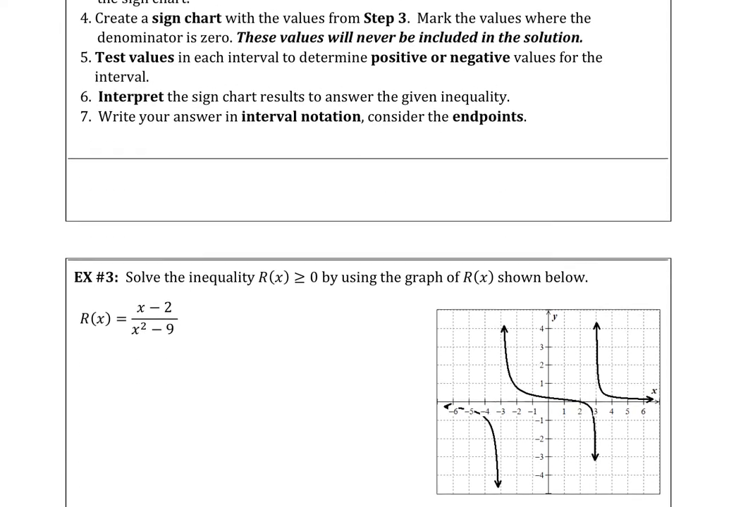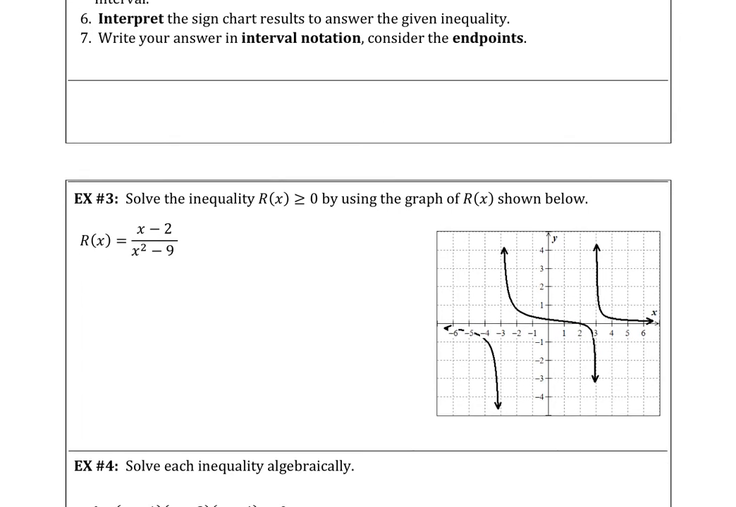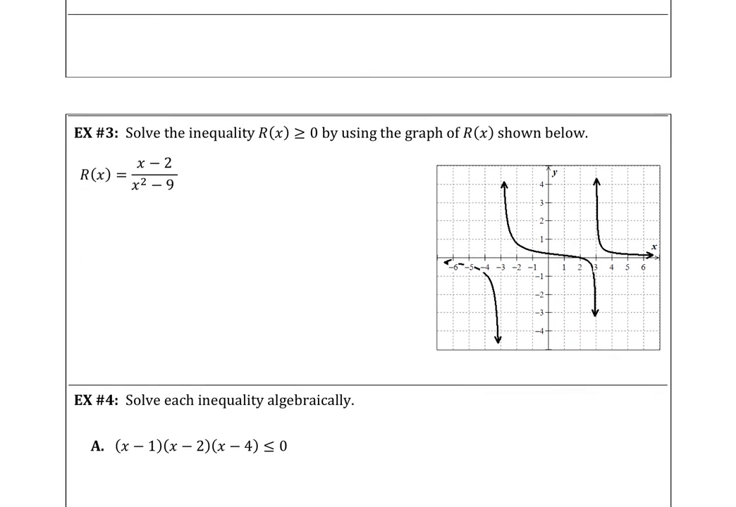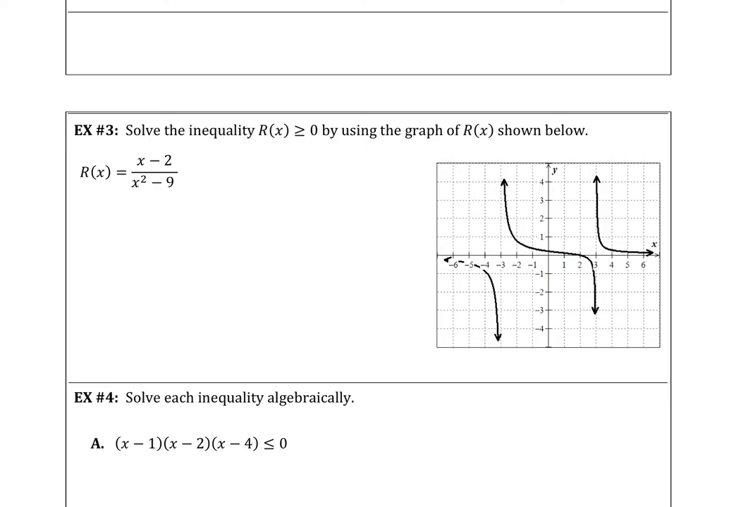So first thing we want to do is isolate the inequality so that 0 is on the right. And in this case, we've got r of x is greater than 0, so x minus 2 over x squared minus 9. I'm going to factor that as we go along. We want that to be greater than or equal to 0. So we isolated the inequality.